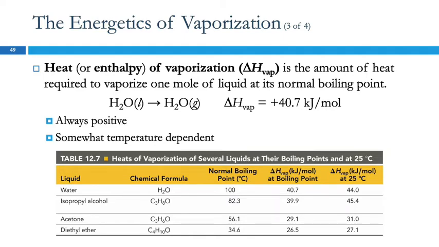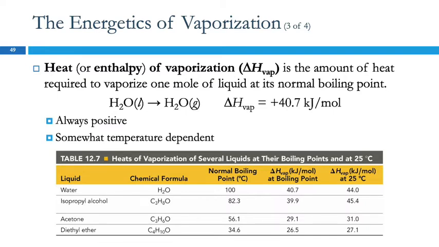Heat of vaporization is always positive because vaporization is an endothermic process. It depends on temperature a little bit, and that's why this is specified at its normal boiling point. Here, if we look at water, the normal boiling point is 100 degrees Celsius. At the boiling point, heat of vaporization is 40.7. At room temperature, it's 44. So a little bit higher, but not really a big difference.